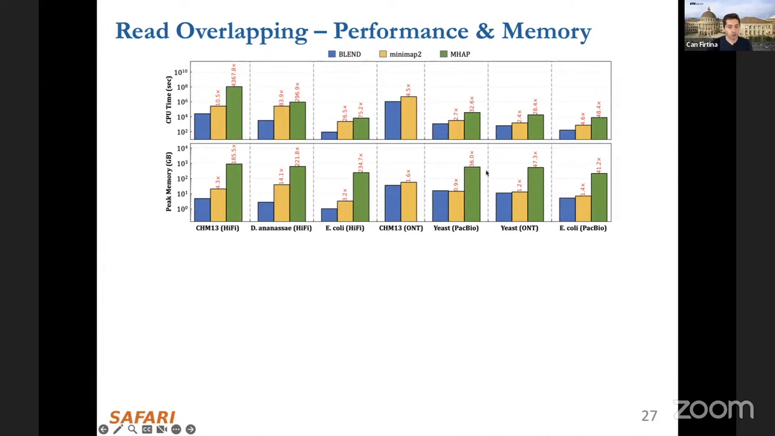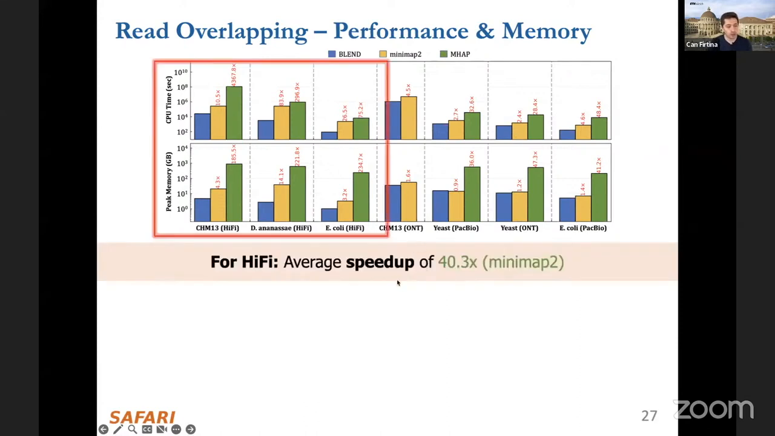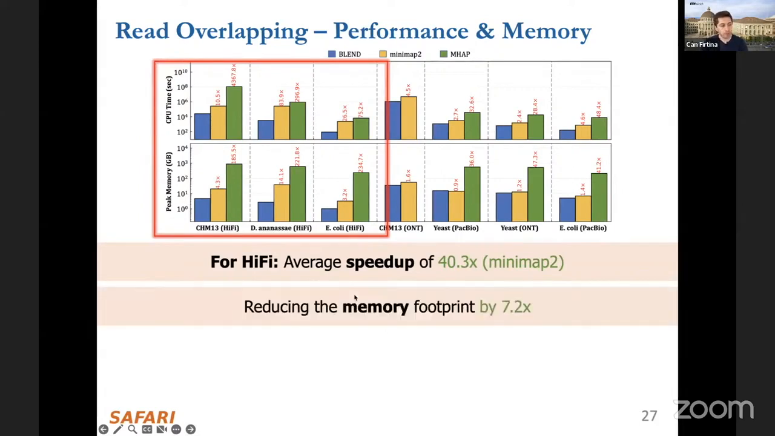And so although Blend provides a speed up, so these numbers are the speed ups compared to Minimap2 and MHAP, I'll mainly focus on the results for hi-fi reads. So the hi-fi data sets are here, and these are essentially very accurate reads. And what we see is that Blend provides an average speed up of almost 40x compared to Minimap2. And it also reduces the memory footprint by 7.2x.